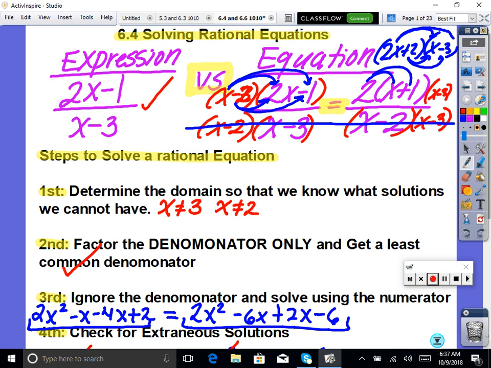Are you mad if I don't? Okay, awesome. Pretty easy stuff, as long as you don't make errors. Okay, let's do another one.